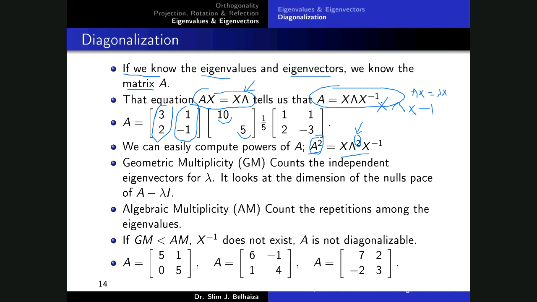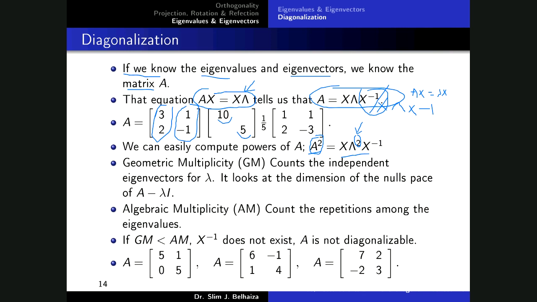This is I, so the lambda times the lambda becomes lambda squared, and what you get is just x lambda squared x inverse. Okay. So now to come back to this question, when does an invertible x exist, or when does x inverse exist?